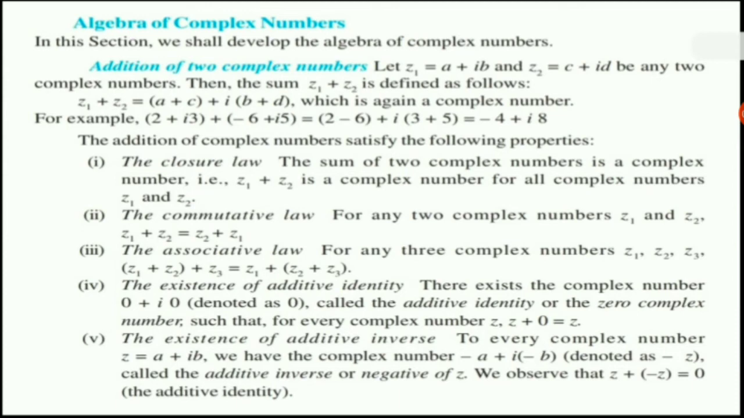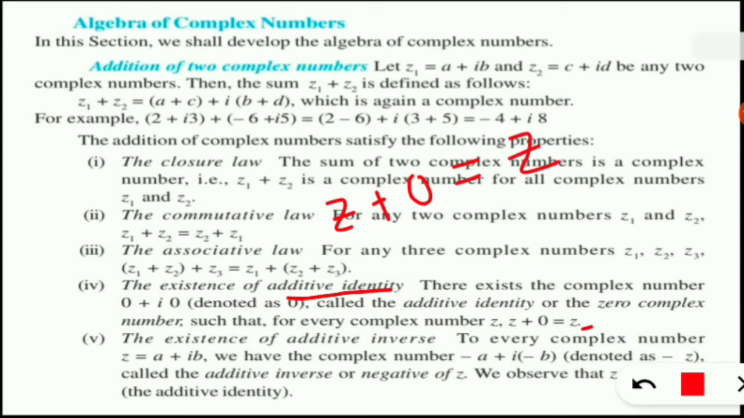Clear, students? Now students, remember one thing. For additive identity, always the given number comes up. So for additive identity, here the given number is z. That's why z plus additive identity, so 0, equal to z comes up. Clear?